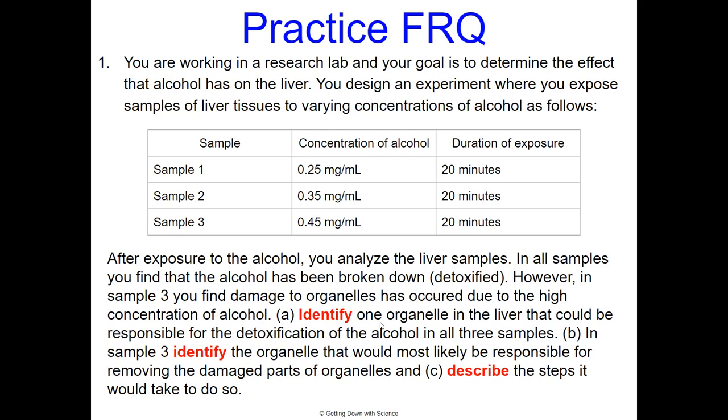So A, identify one organelle in the liver that could be responsible for the detoxification of the alcohol in all 3 samples. B, in sample 3, identify the organelle that would most likely be responsible for removing the damaged parts of organelles. And C, describe the steps it would take to do so.